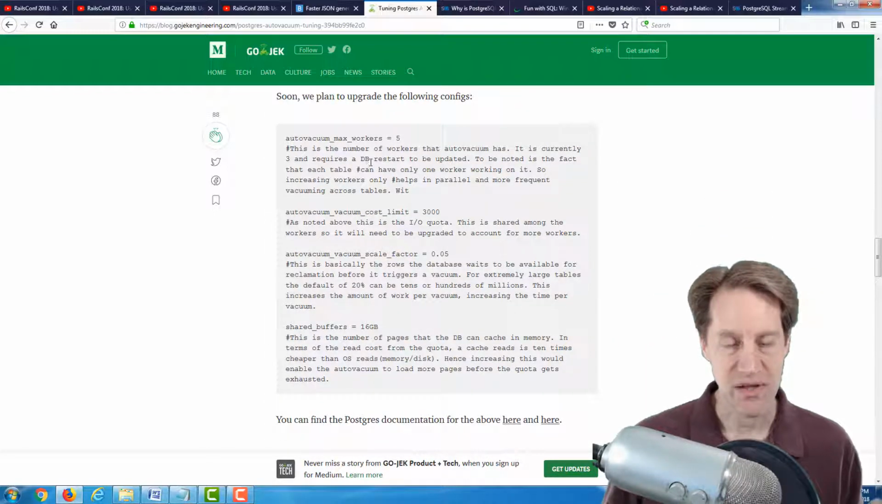And then they talked about the future, what they're planning in terms of increasing the number of workers and increasing the cost limit, because when you increase the number of workers, you actually should increase the cost limit as well.